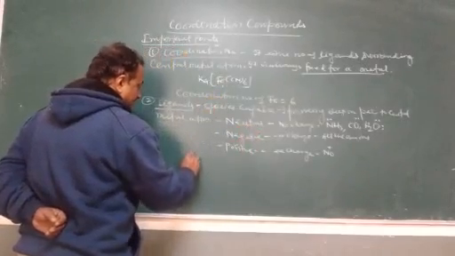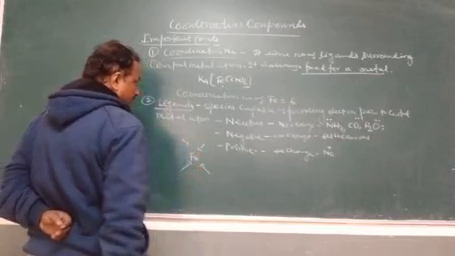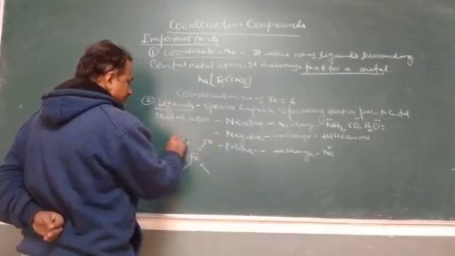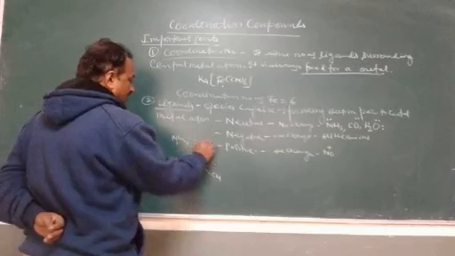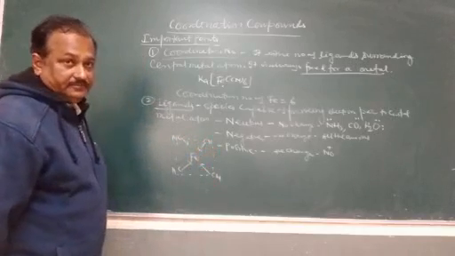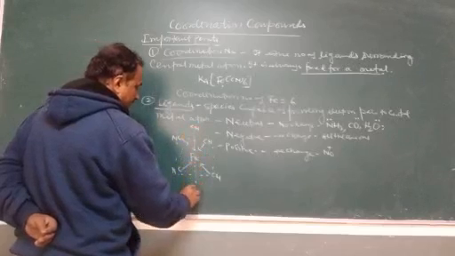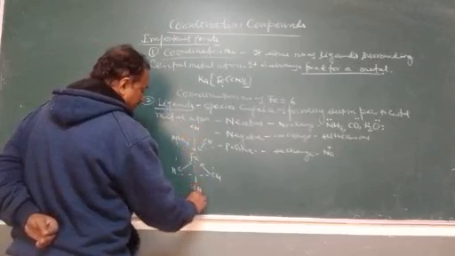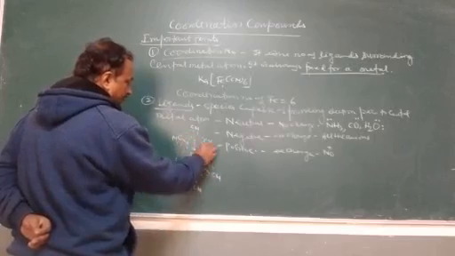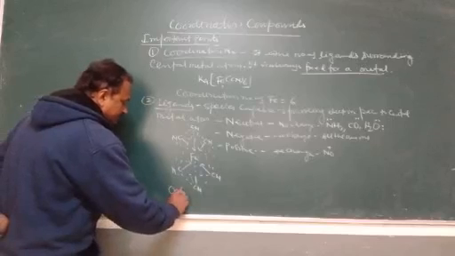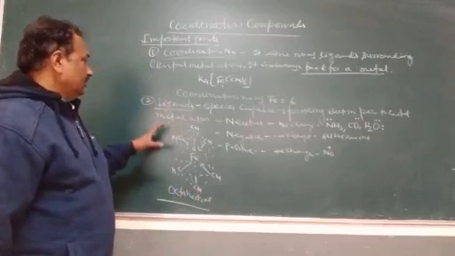Suppose you take this Fe. Fe has octahedral geometry, and these CN. These five are in one plane, and here one CN is at the top, the other is at the bottom, and there is the formation of an octahedral complex. This is an octahedral molecule.